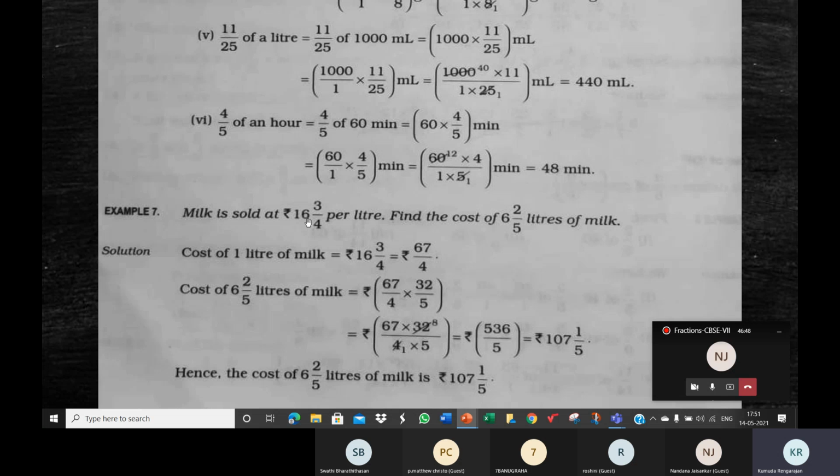Do the same thing here. Multiply this number and multiply this number. How to multiply? You must convert this to an improper fraction, this one to an improper fraction, and multiply the two numbers. That's all. So recall all that we understood when you practice at home.